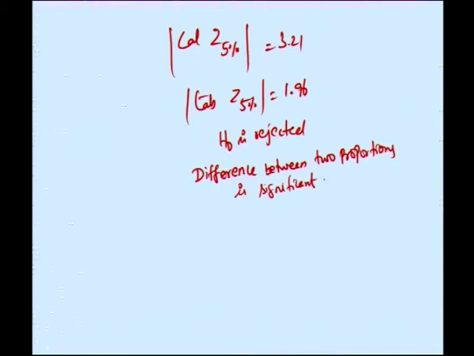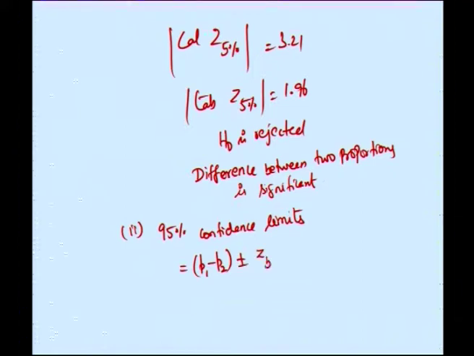Okay. Now therefore, we have answered one part of this question. Now another part of the question is you have to obtain 95% confidence limits. What is that 95% confidence limits for the population proportion? It is P1 minus P2 plus or minus Z at 5% into standard error of P1 minus P2.